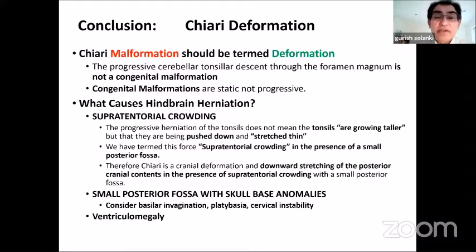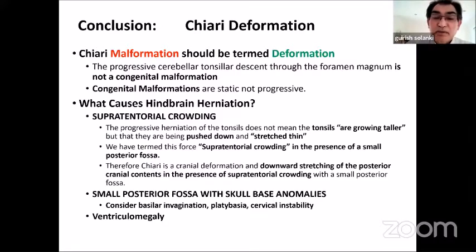They're definitely not a tumor, and they seem to be, in some cases, progressive. And we believe that the causation of a hindbrain herniation or Chiari malformation, deformation, whatever we call it, is because there is increased pressure in the skull vault. And that means that there is supratentorial crowding. So the brain above the tentorium, either the ventricles or the brain itself, has a smaller space.